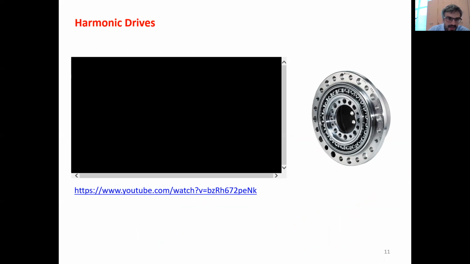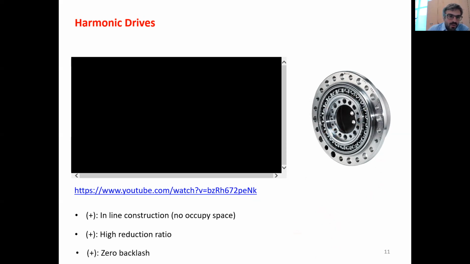But I think I explained clearly enough the principle of operation of a harmonic drive. And the good thing of a harmonic drive is that they have inline construction, so they don't occupy space. They are very compact and slim, and they have a very high reduction ratio. And also the backlash that they have is very small.